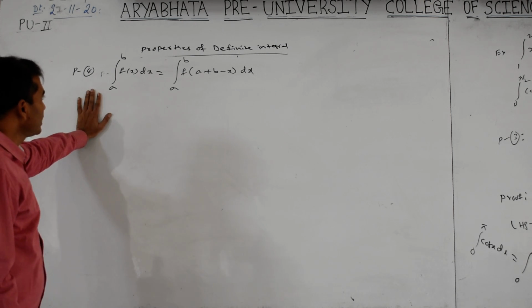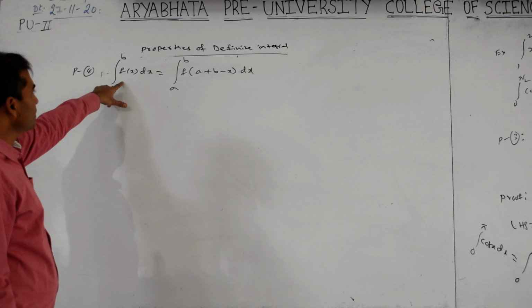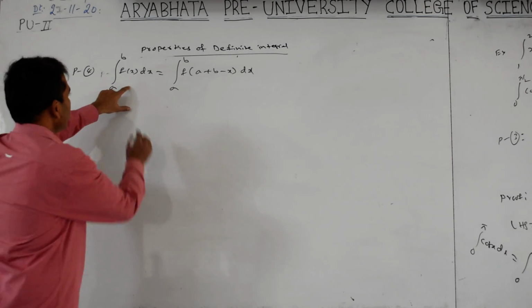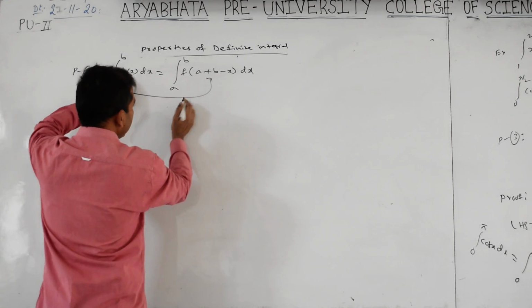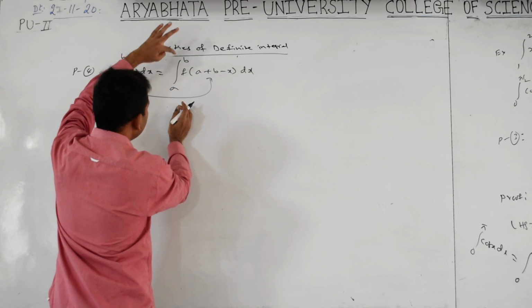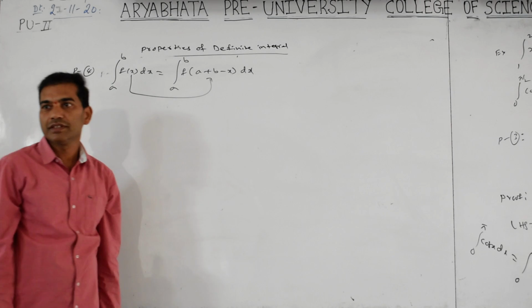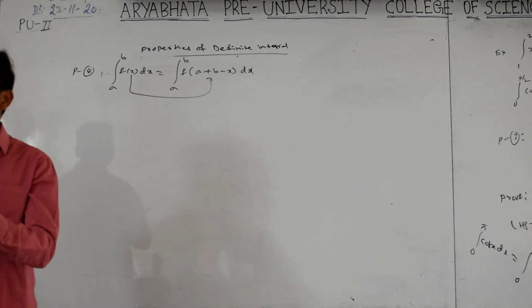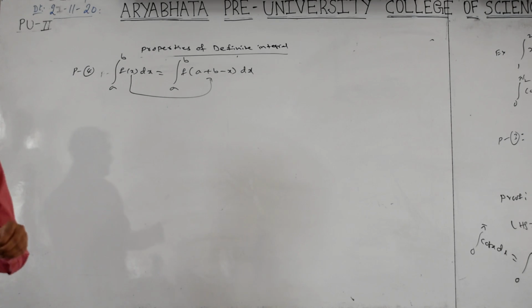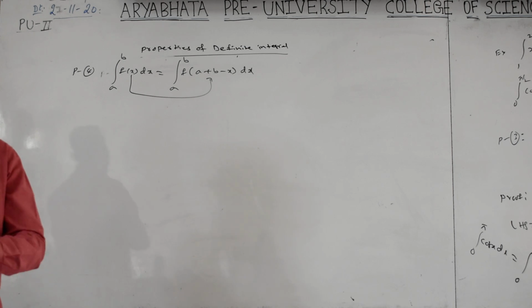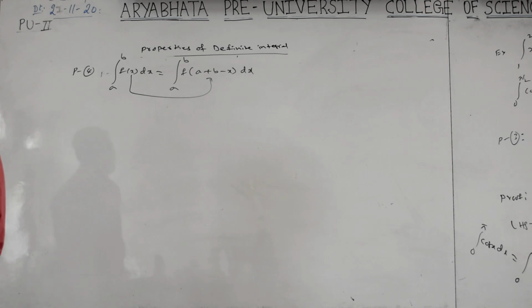See, the concept is here. In integration of a to b f of x dx, x is replaced by a plus b, the sum of the limits, minus x. X replaced by the sum of the limits minus x, then the value remains the same. Let us prove this one.